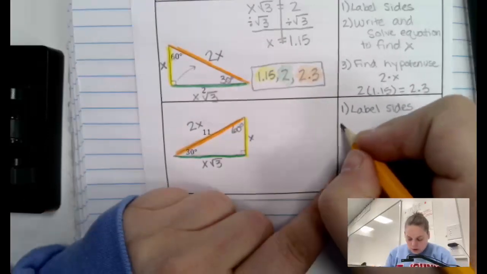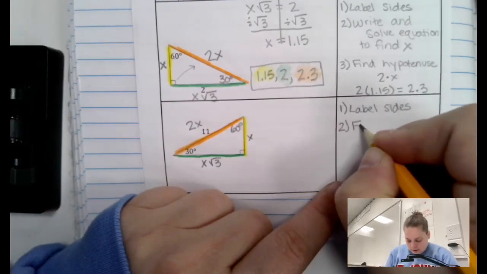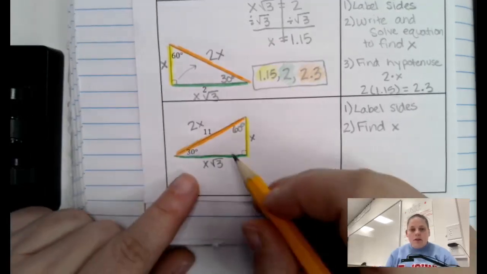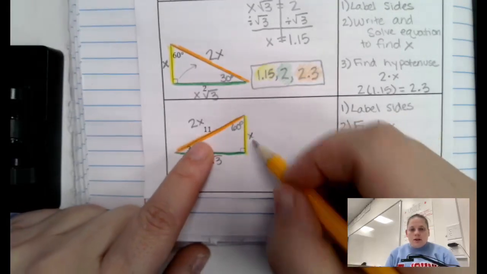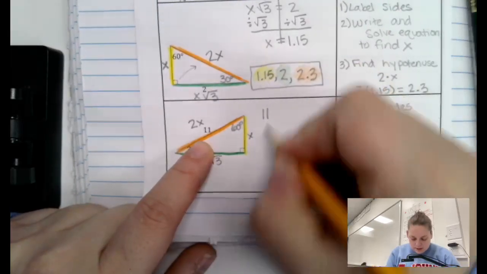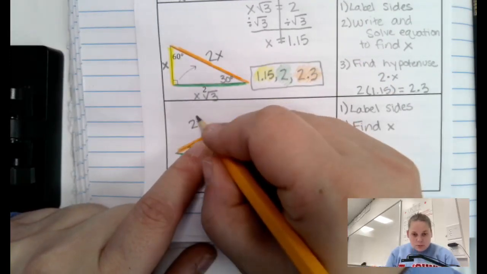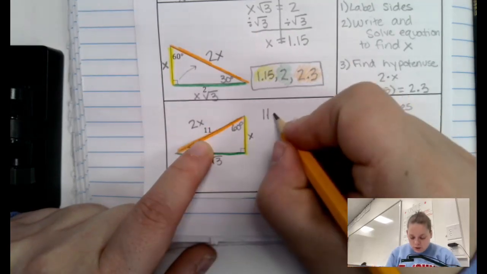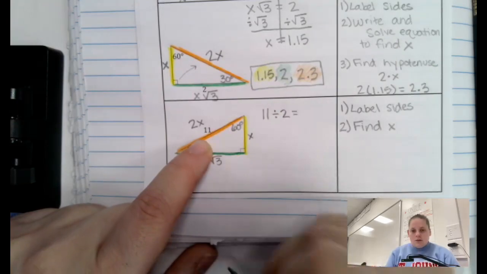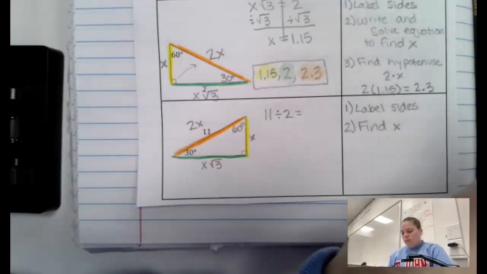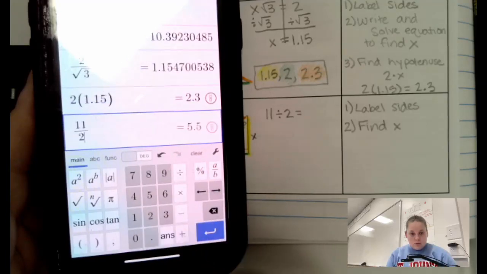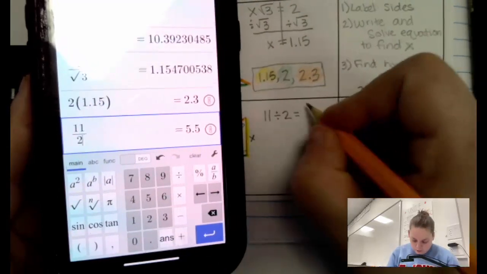So step number 2 is now to find x. If we don't know x, that's our second step, is to find x. So 2x, and I'm trying to find x. To go from 2x to x, I'm going to take 11, and I need to undo multiplying by 2. To undo multiply, I can just write that as divide by 2. 11 divided by 2, and we get 5.5.